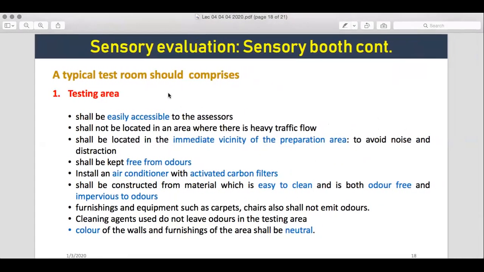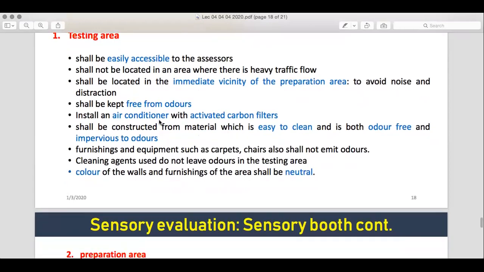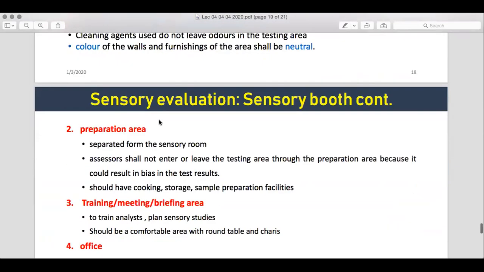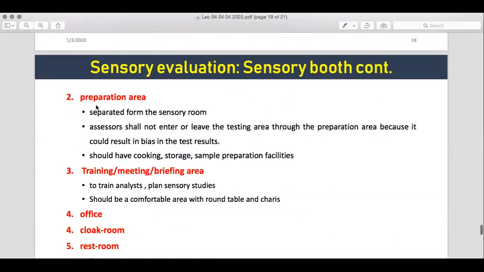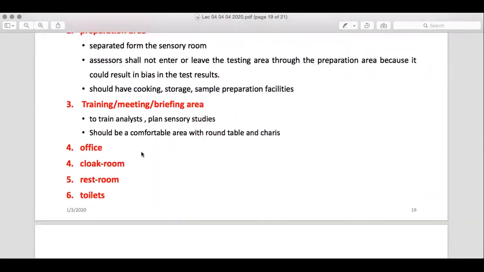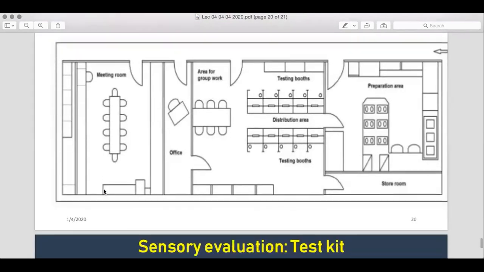A typical test room should comprise all these factors, as I told you. Easily accessible, free from any odors, all these things are important. And there should be different areas: preparation area, meeting area, office, cloakrooms, test rooms, toilets, all these factors are important.